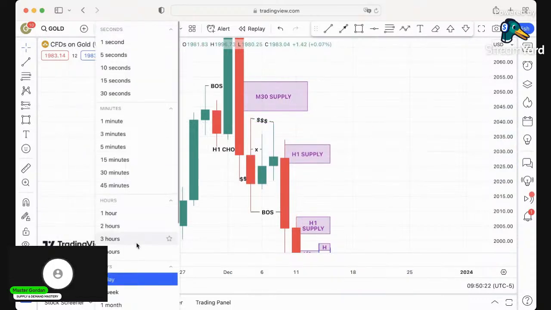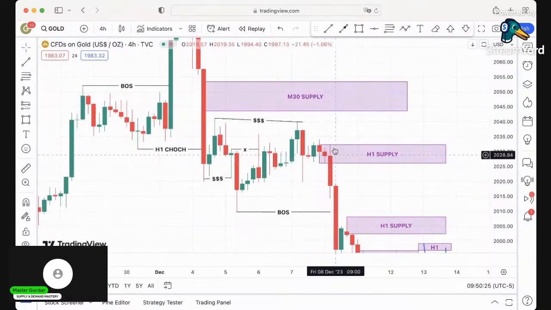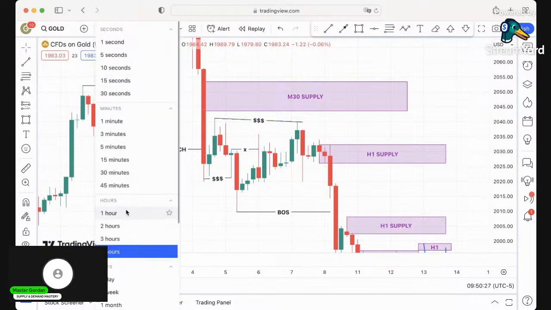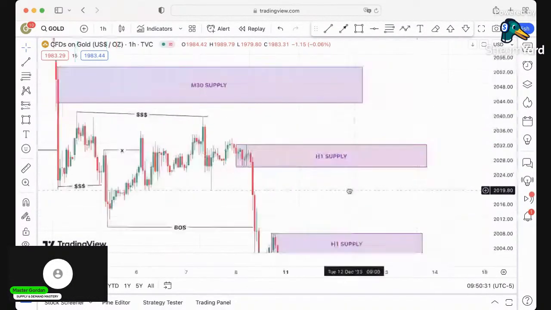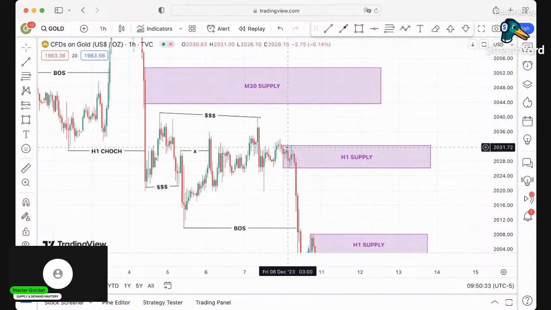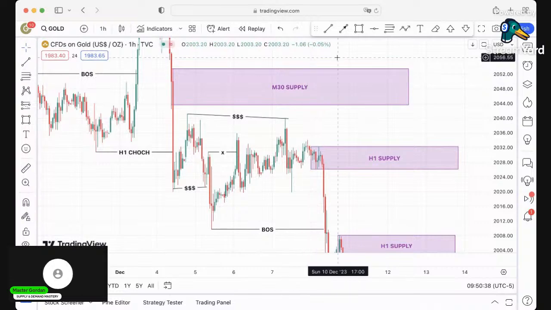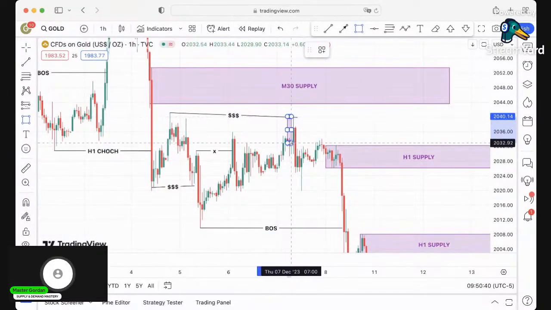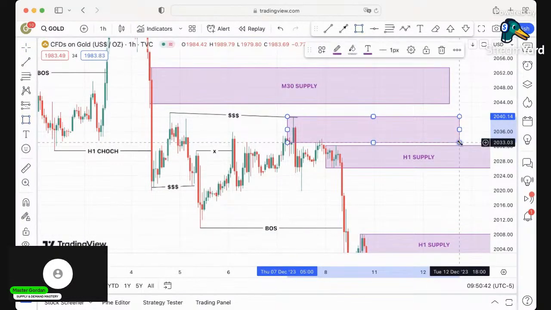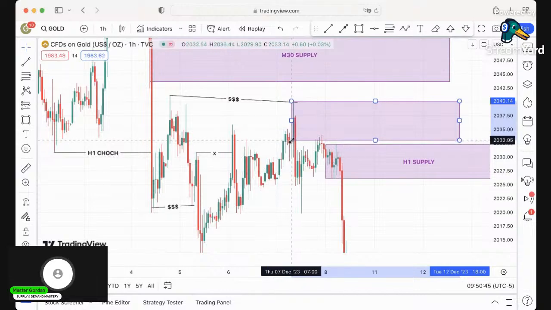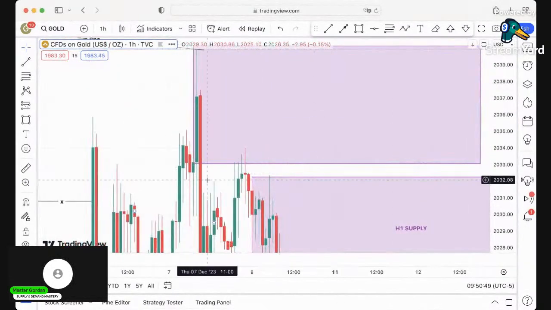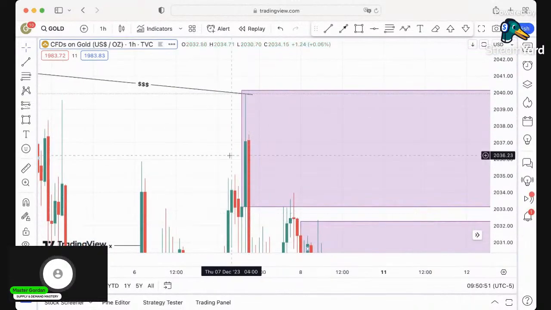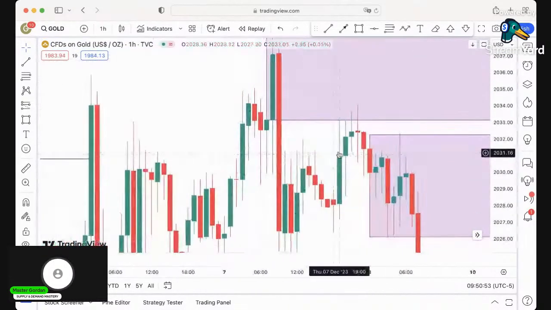That's why we have to go even lower, to H4 or even lower to H1, to find the zone. So this is the zone that I marked in H1 supply. Maybe you will ask, is this an H1 supply? Yes, this is also one of the H1 supplies. But this zone has been mitigated. You see, this zone has been mitigated by this.